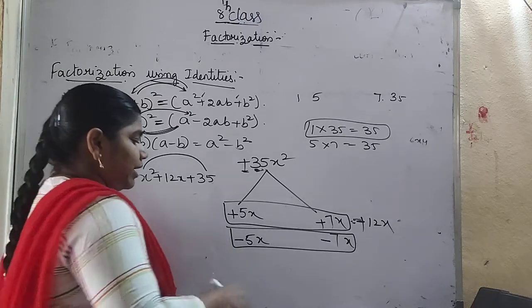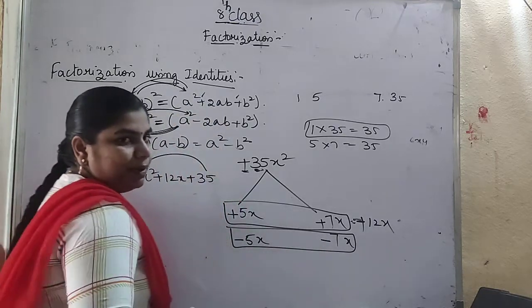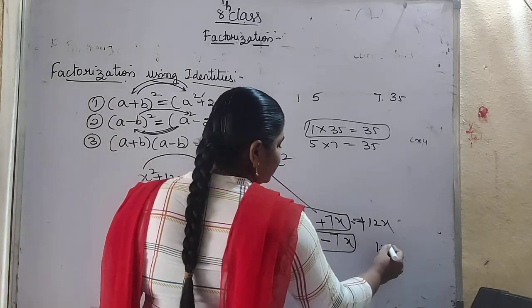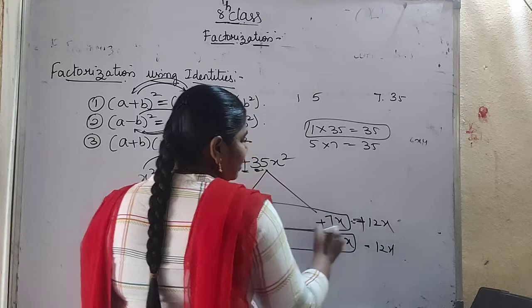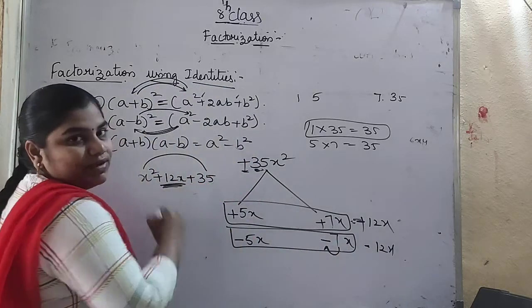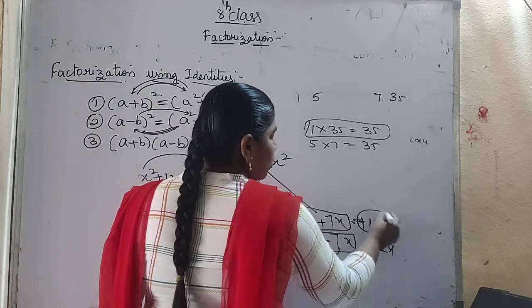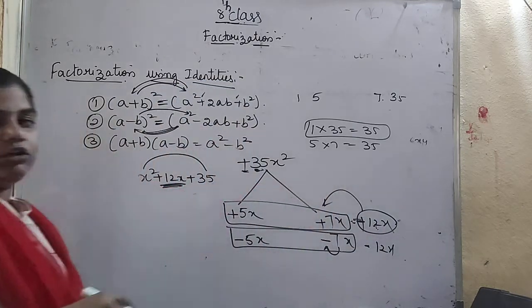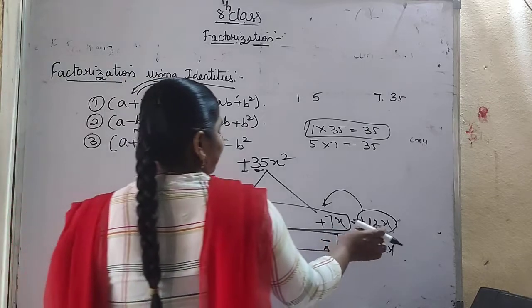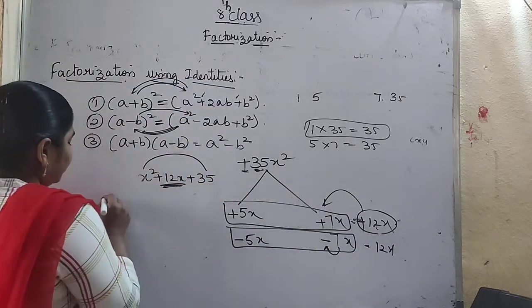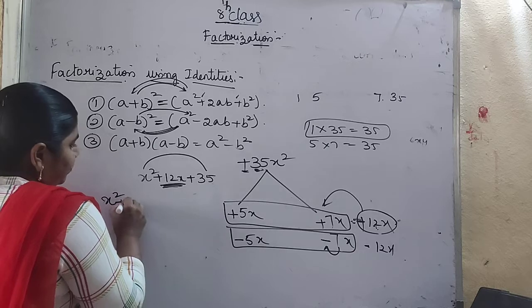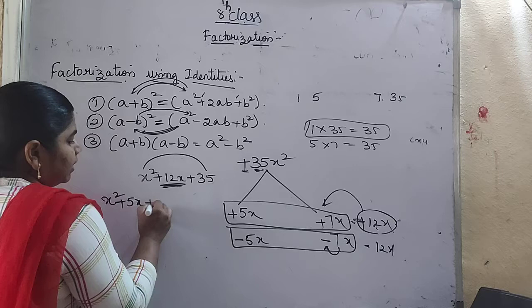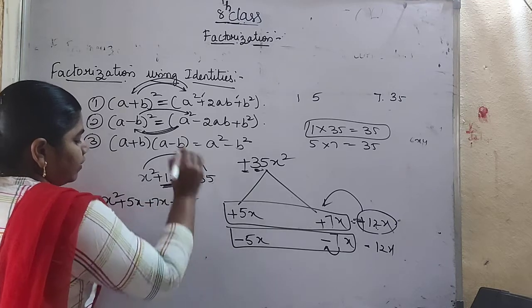Now if you take the second case, minus into minus will be plus. 7x plus 5x will be 12x, and the bigger number sign is minus. But we want 12x. So in here we got the 12x. So in place of plus 12x, we can substitute this value. That is, we can write x square plus, in place of this I am writing these two terms, plus 5x plus 7x plus 35.